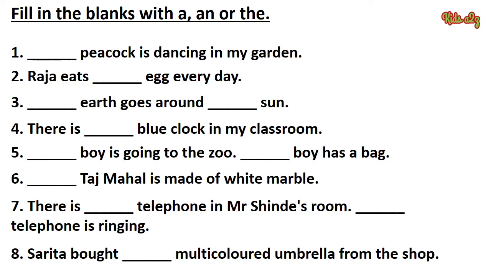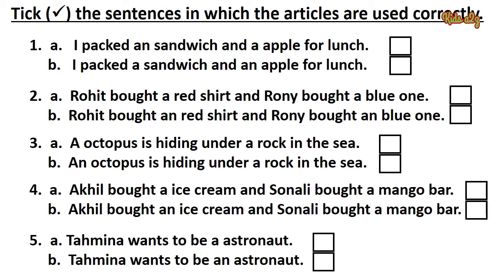Question number 6, dash Taj Mahal is made of white marble. Answer is the. Question number 7, there is dash telephone in Mr. Sinday's room. Dash telephone is ringing. For the first blank, answer is a, and for the second blank, answer is the. Question number 8, Sarita bought dash multicolored umbrella from the shop. Answer is a.